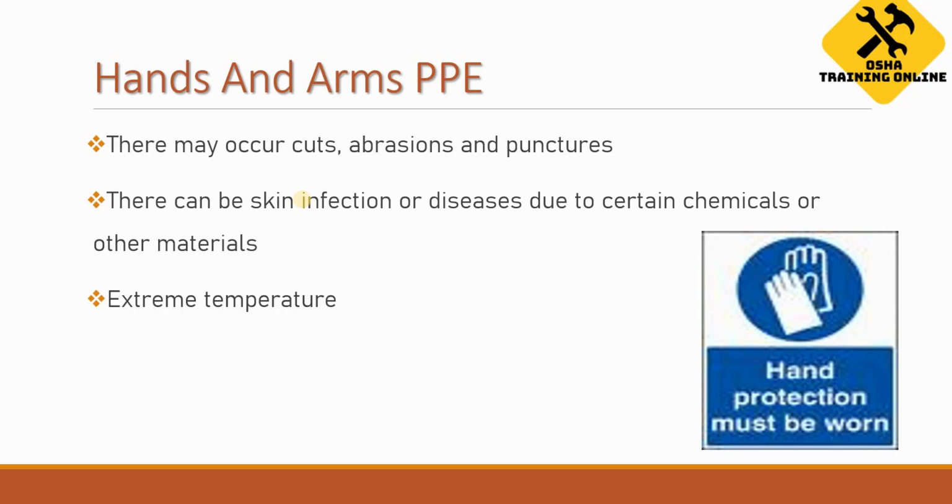Your skin or your hand can also be infected by certain kinds of chemicals. Certain chemicals may fall on your hands and cause disease of the hands or skin. So in that case, you also need hand PPE. There might be severe or extreme temperature. So in that case, you also need specific, specially developed PPEs, and those are called hand PPEs. So this is called gloves or hand PPEs. You can see on the right side, hand protection must be worn. It is called gloves.